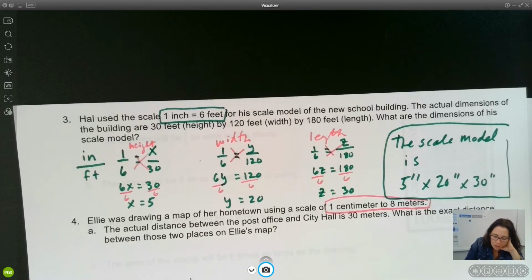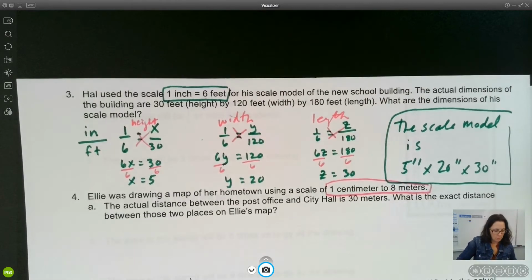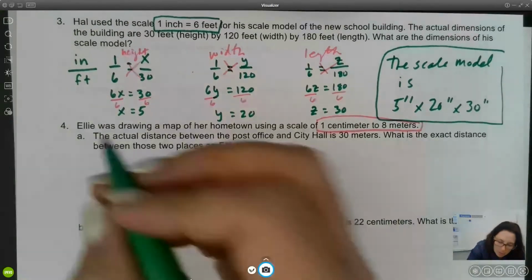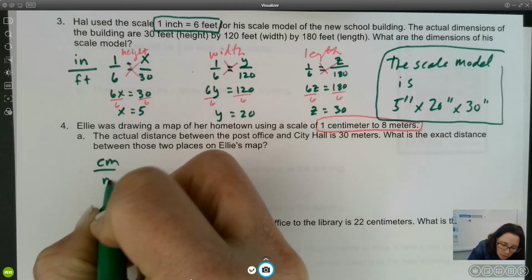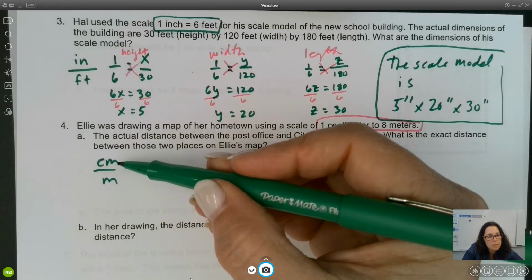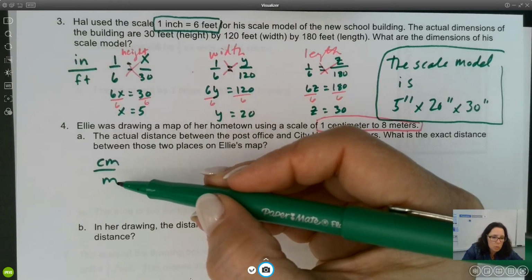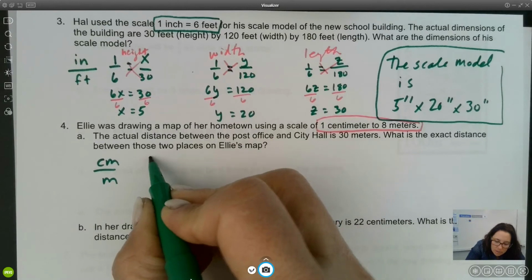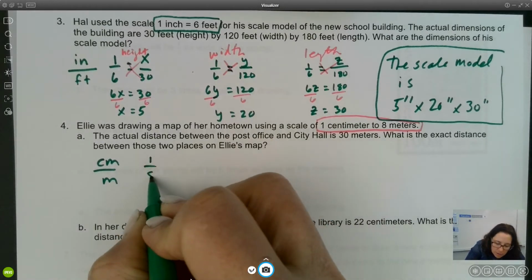All right, so they're talking about what it really is, 30 meters, and we're asked to find out how much on the map. Okay, so I'm going to do centimeters over meters. It's important to understand centimeters is the map, meters is the actual. So if you want to put map over actual, that's fine too. All right, so we've got this 1 over 8, 1 centimeter to 8 meters.